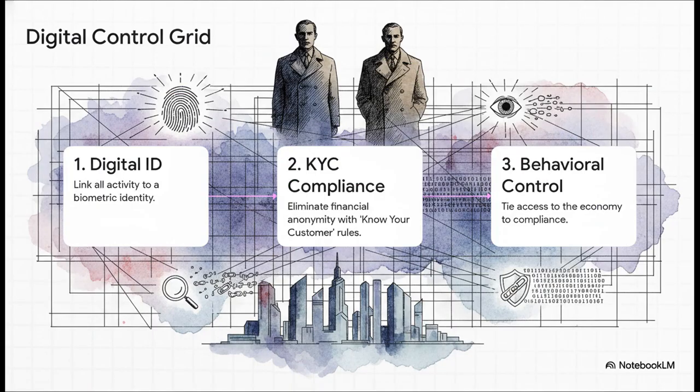So how do they build this new digital fence around us? It's basically a three-step plan. Step 1, a digital ID. Link everything you do back to a single biometric identity. Step 2, KYC, or Know Your Customer rules. These get rid of financial privacy and anonymity for good. And finally, Step 3, behavioral control. Your ability to even participate in the economy, to buy, to sell, to live, gets tied directly to your compliance. It's a system of total surveillance that the Dulles brothers could have only dreamed about.